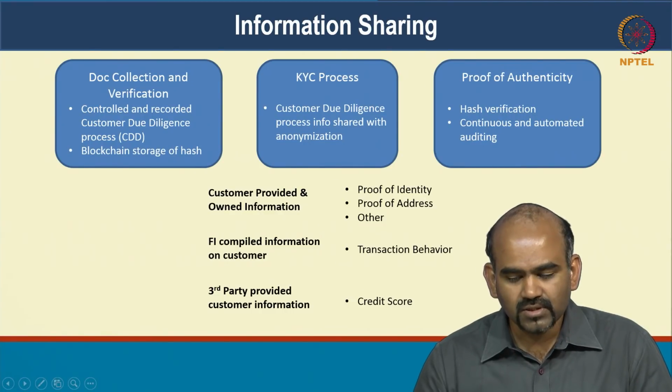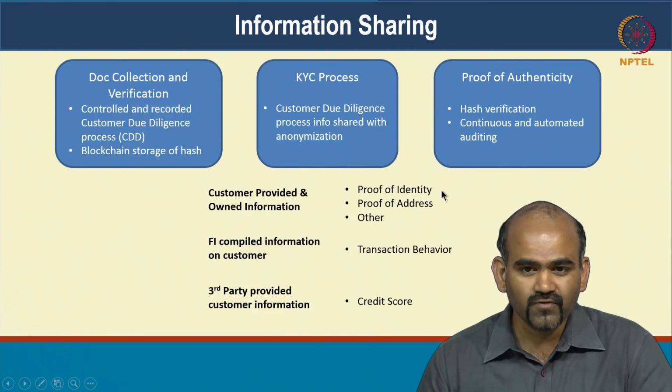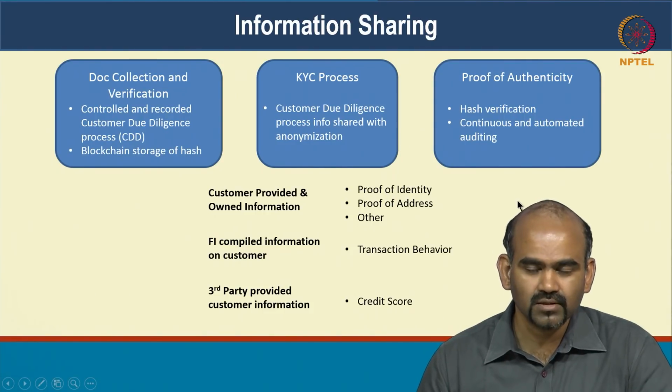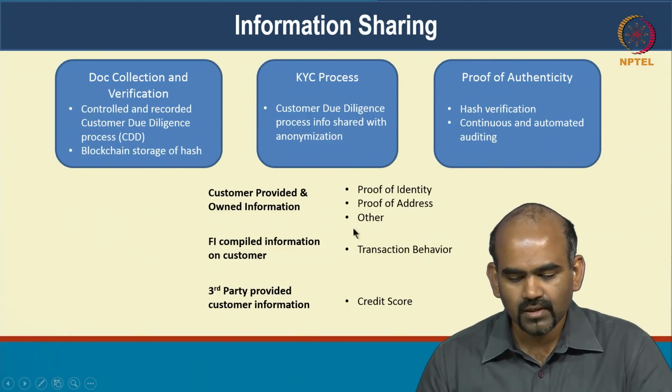So what are some of the documents that are getting stored? What's some of the information that's getting stored on the network? We have proof of identity and address, and there could be other notions of identity that we are storing there, like employment and so on.